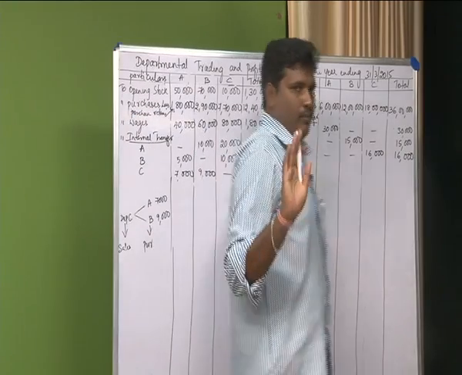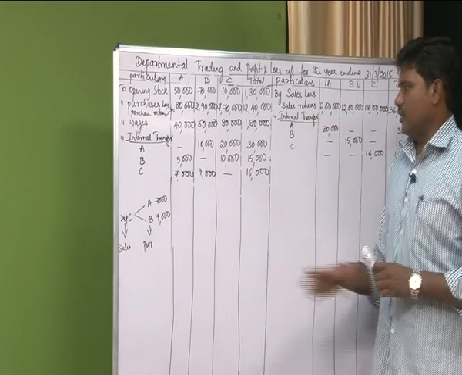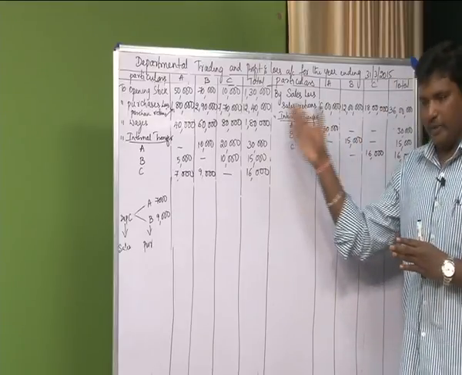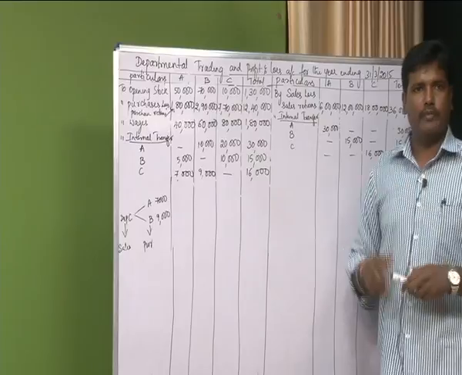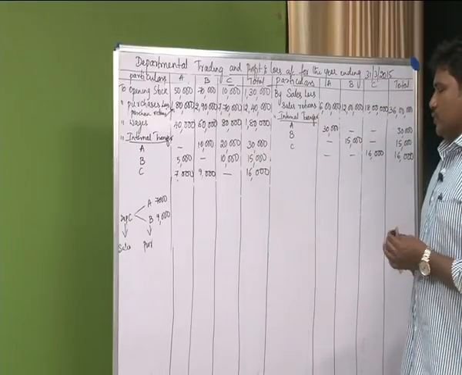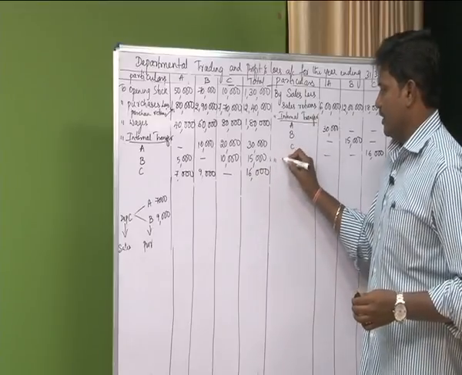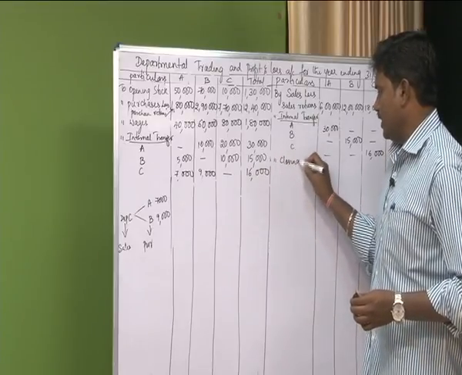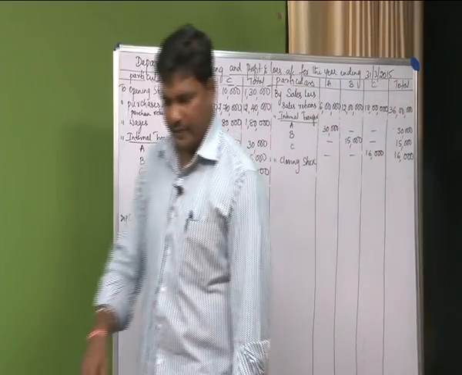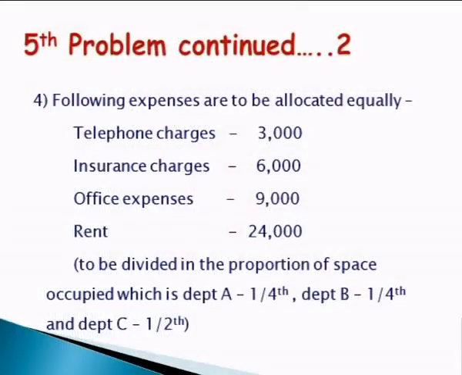I hope you have understood the concept of interdepartmental transfer. This is called interdepartmental transfer, goods transferred from one department to another department. So now before closing this, we will take closing stock, which is given in the problem. Let's take that closing stock. We will see the slide.